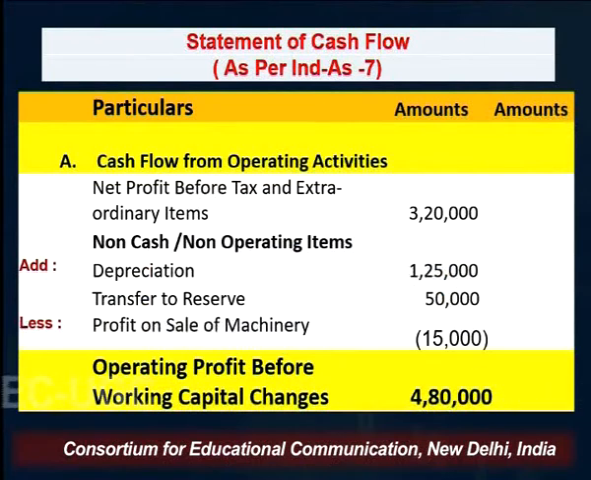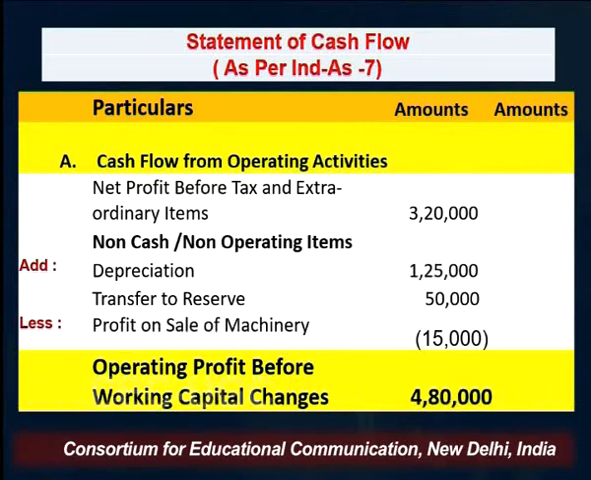The second item from the balance sheet is visible: there was a transfer to reserve with an amount of rupees 50,000. Again, it's a non-paper transfer. There is no cash involved in this transaction, but it has reduced the amount of profit. So we have added back the amount of transfer to reserve to this profit.